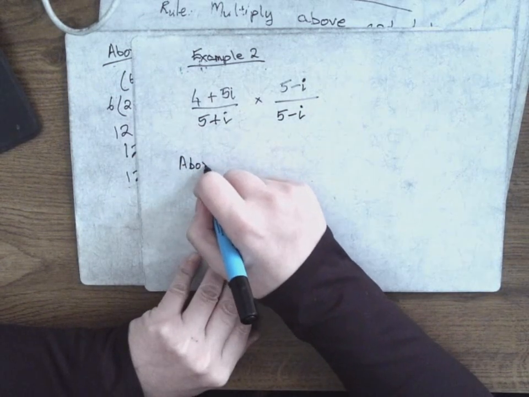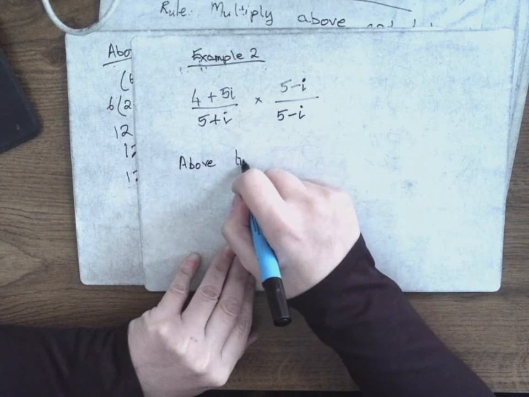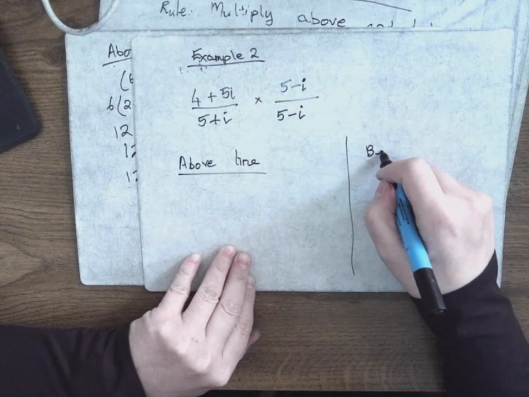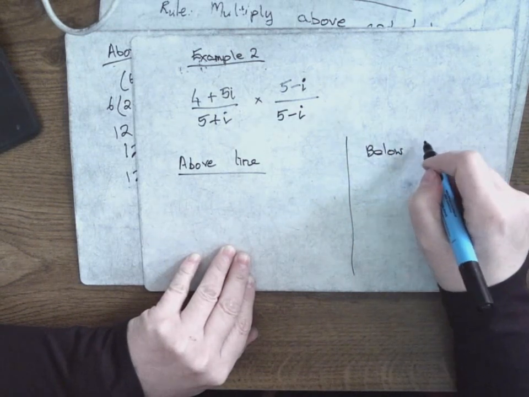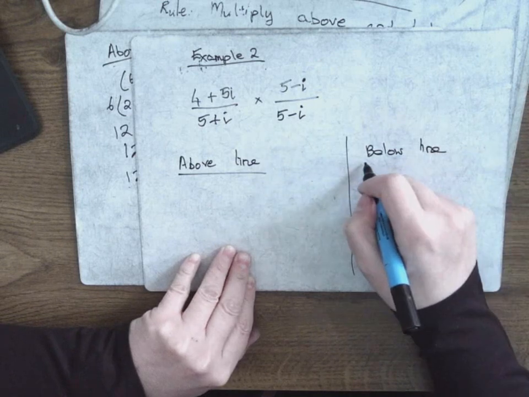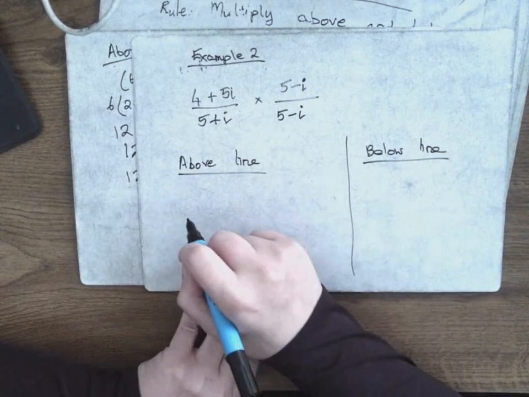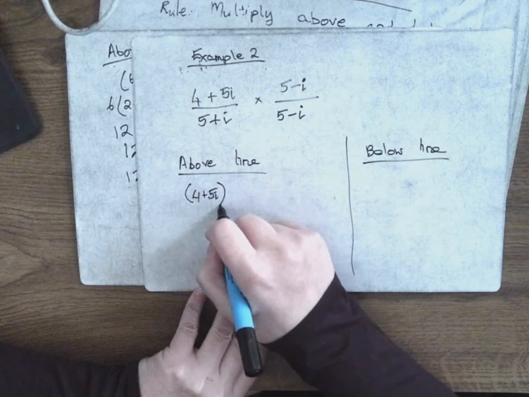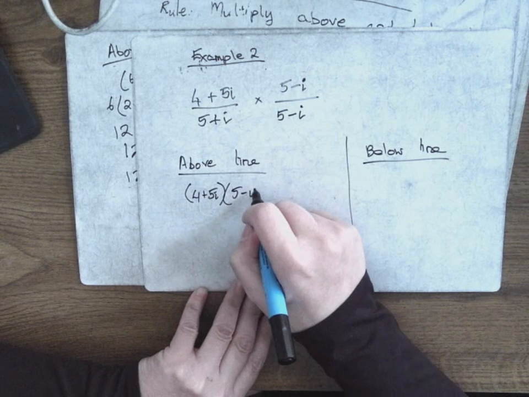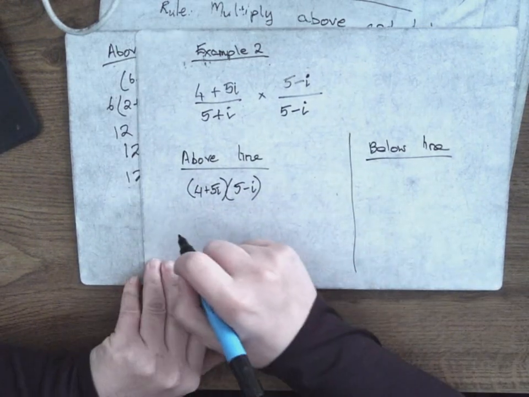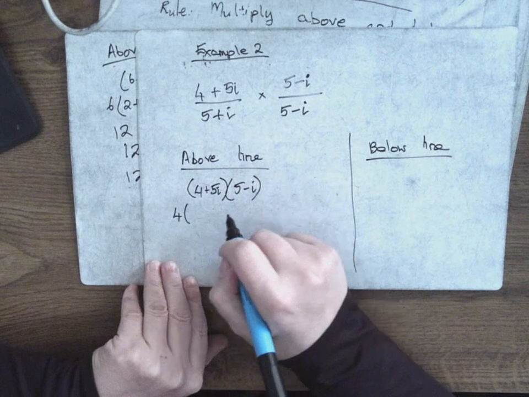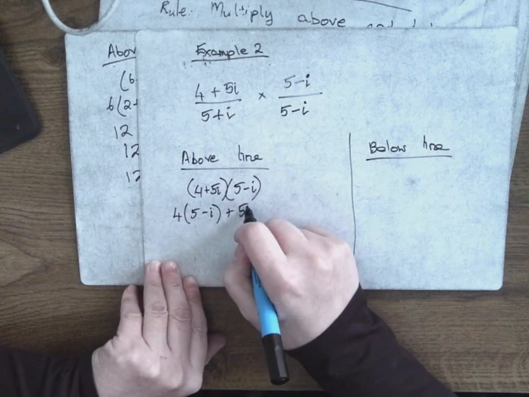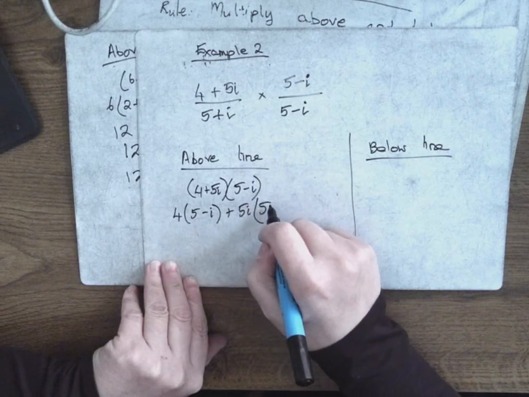So I'm going to do above the line and get an answer, and then do below the line and get an answer, and then put my answers back together. So above the line, what am I trying to multiply? 4 plus 5i multiplied by 5 minus i. Just multiply like we were doing: split up the first bracket, write the second bracket down twice. So it's 4 times 5 minus i plus 5i times 5 minus i.